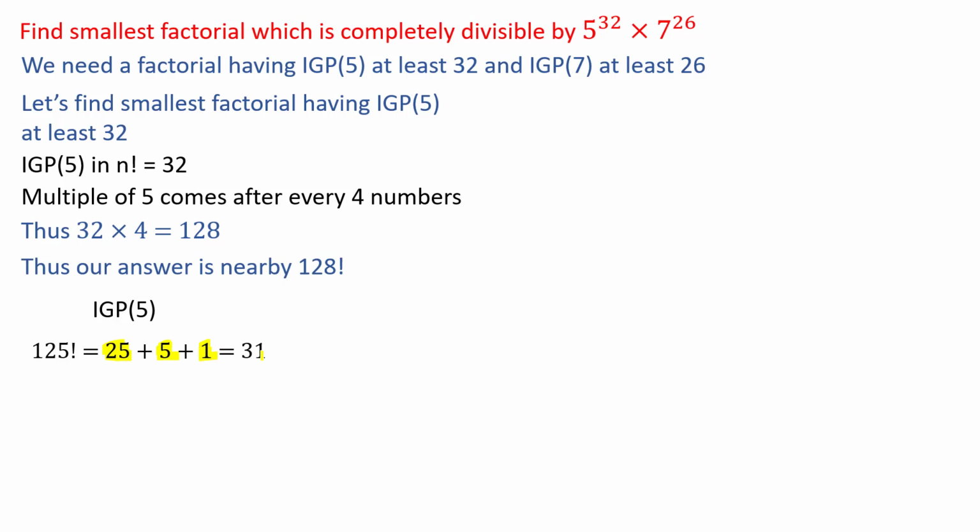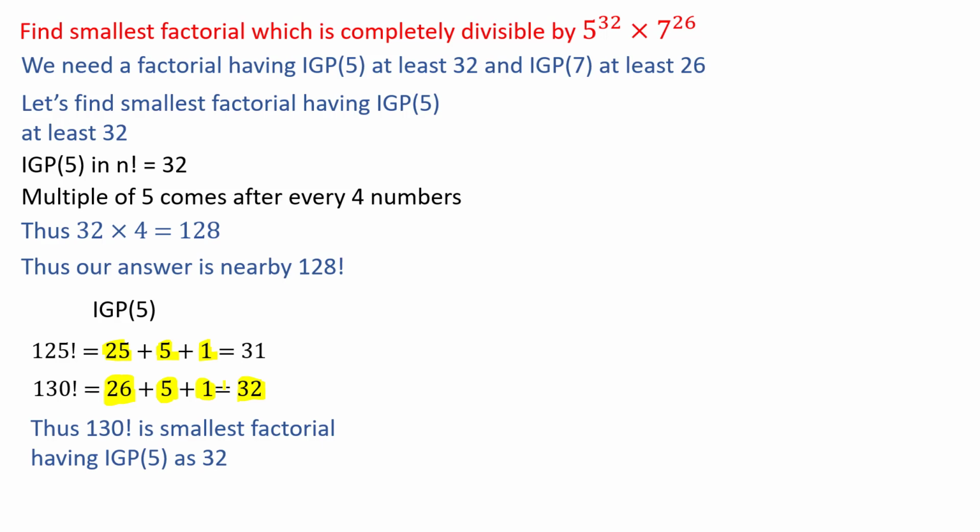So we need to check 130 factorial here. If we check 130 factorial, how much is the IGP of 5? Divide 130 by 5, the quotient is 26. Divide 26 by 5, the quotient is 5. And divide 5 by 5, the quotient is 1. The sum of all these quotients is how much? 32. So 130 factorial is the smallest factorial having IGP of 5 as 32. Okay everyone.